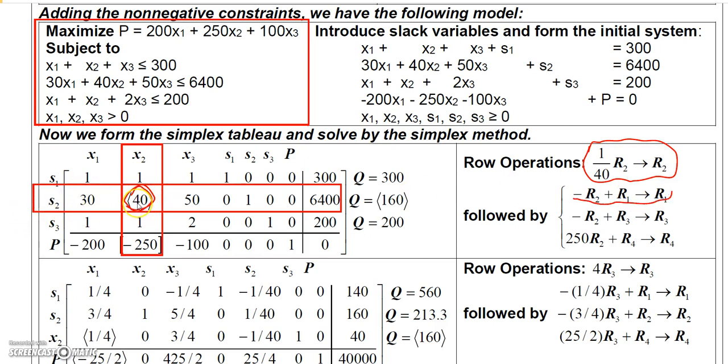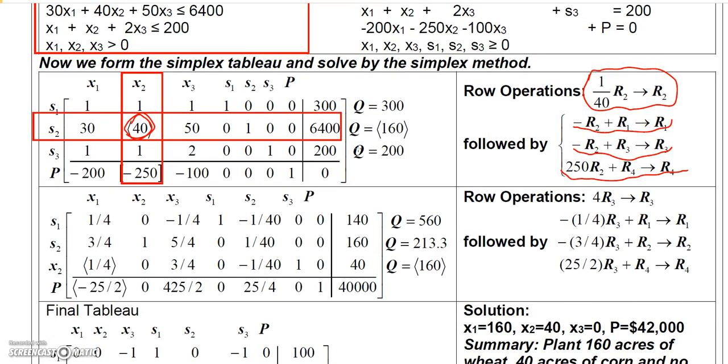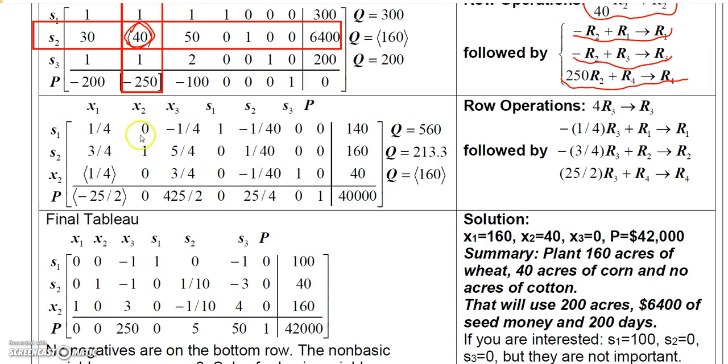And then also multiply this new row by negative 1 and add it to row 3. And that will cancel the 1 that's in row 3. And then multiply the new row by 250 and add it to row 4. And that will cancel the negative 250 that's in row 4. And so then you're going to get this tableau right here. Now notice here, it looks like I only have one negative indicator again. So that has to be my pivot column, the negative 25 halves.